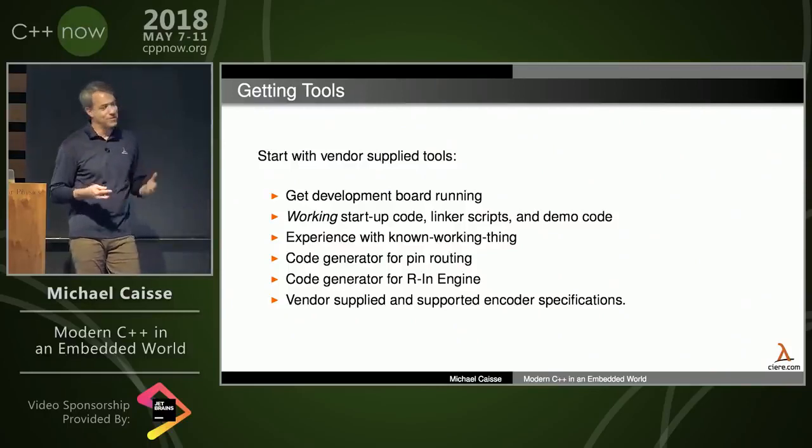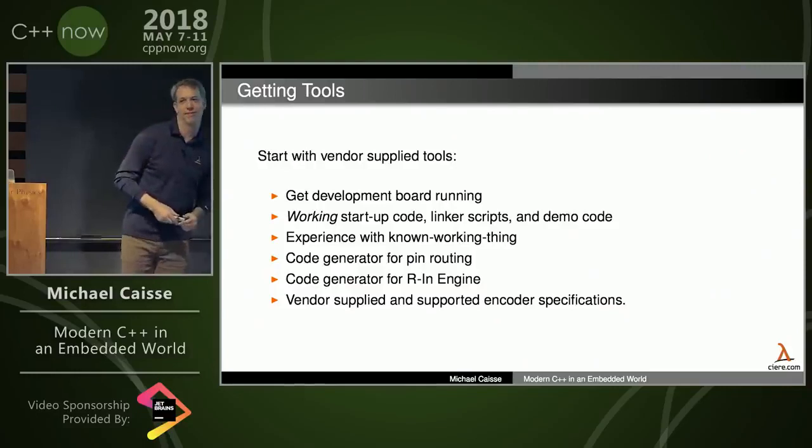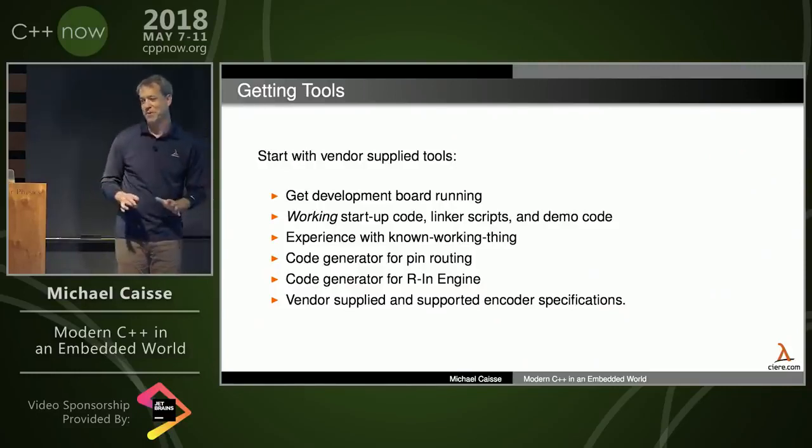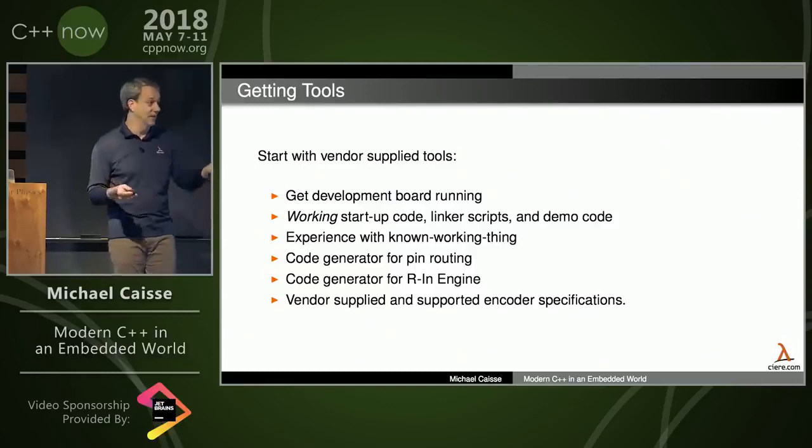There's also a code generator for, in our case, this RN engine. That's the M3 processor. And then this working startup code, linker scripts, and demo code. Working is very subjective. You would never want to ship with what comes. You're going to spend a lot of time vetting that and making sure it does what you expect. But it's going to boot and do something. You're going to make lines wiggle and things of that sort.